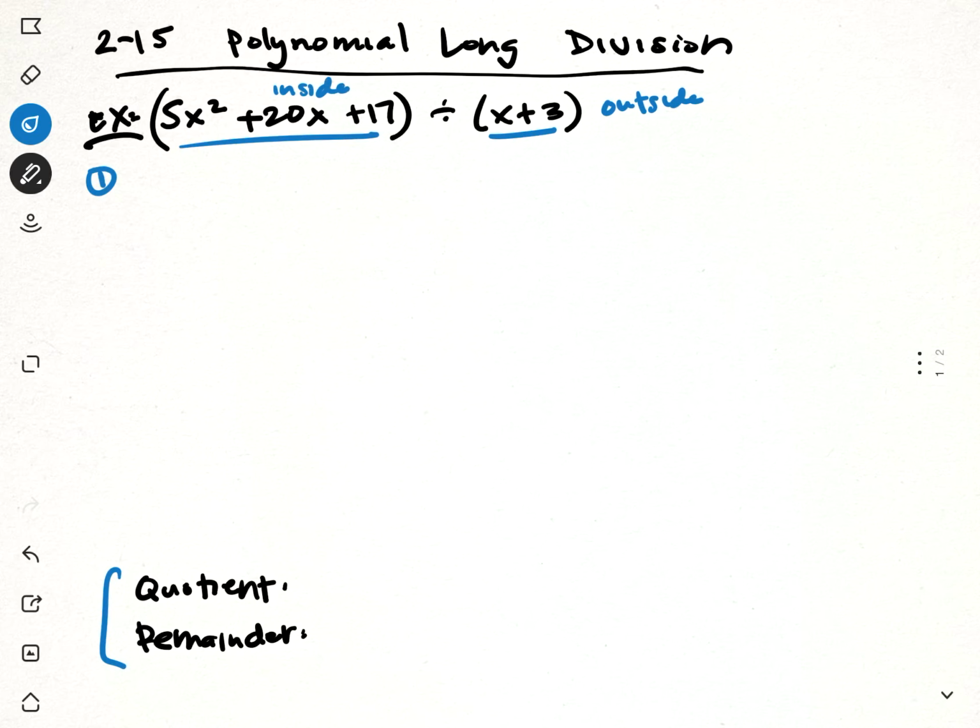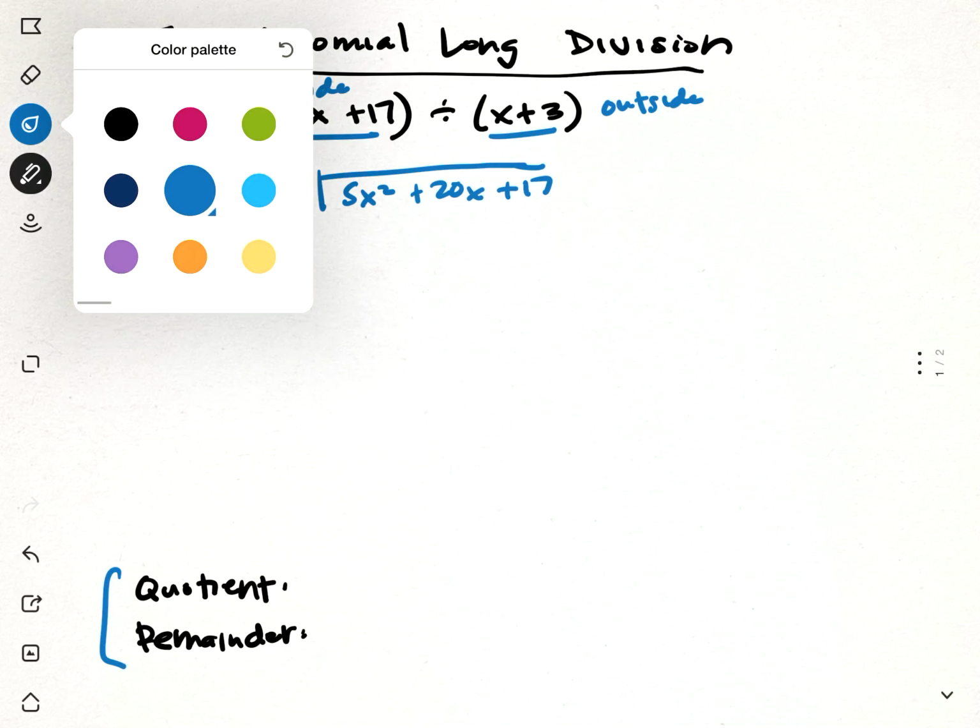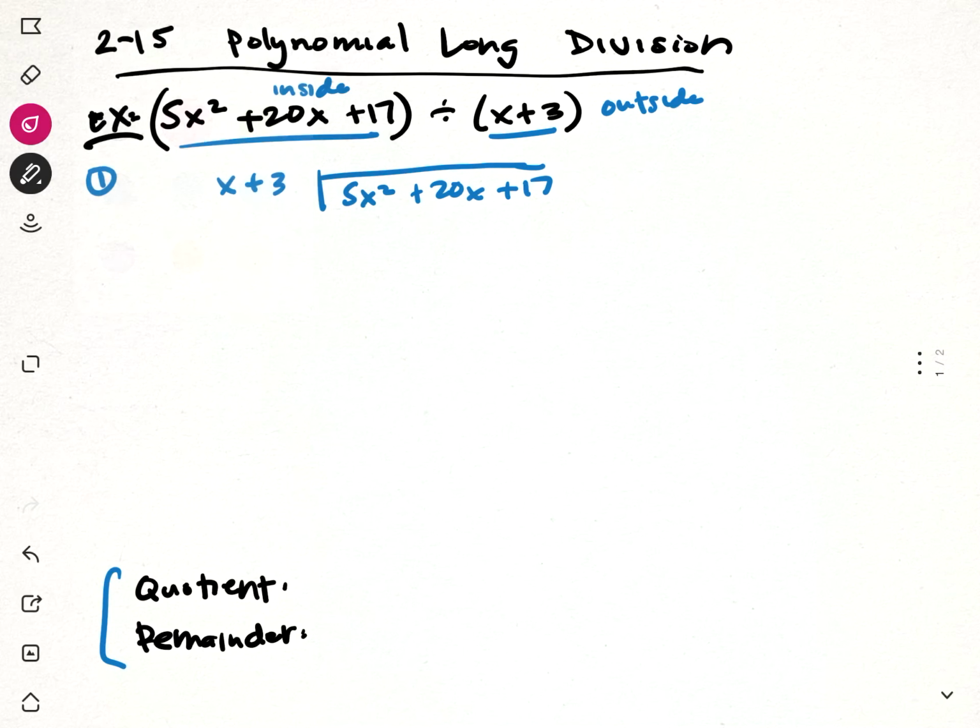Okay, so I'm going to have x plus 3 into 5x squared plus 20x plus 17. Okay, so that's step one. We're just going to write inside the house, outside the house. Okay, step two.